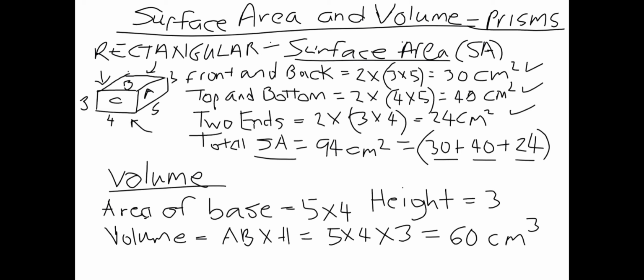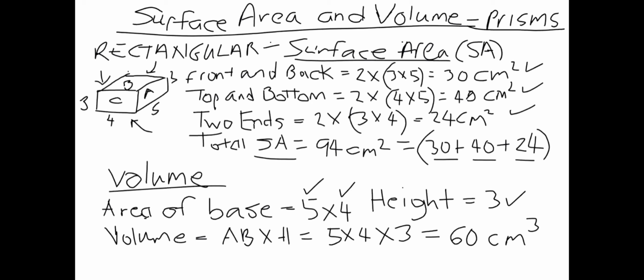So now we're going to be determining what the base times the height is, and we have to find the area of the base. We can see the box is sitting on one side that's measured 5 and the other side that's measured 4. So 5 times 4, and then the height we can see on the side, which is 3. So the volume is literally the area of the base times the height.